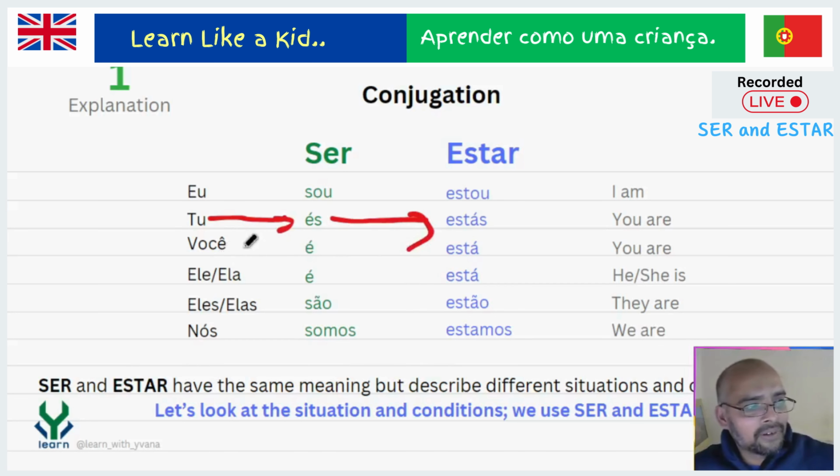And if you use "você", because you see this a lot when we learn Portuguese, there is an E and it has an accent, right? If you want to say that you are, then you have to use "você está" if you use the estar verb, right? You are getting it, right, guys?